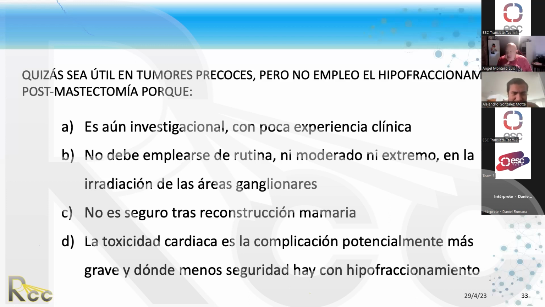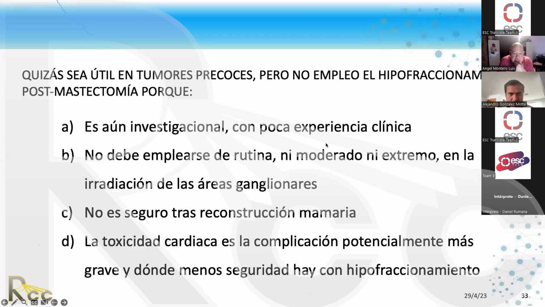So I was sharing with you about hypofractionation, and that's not a justification. You have to do things safely, but nevertheless, I know that on many occasions you feel that hypofractionation is a good treatment for preserved breast. So now, early tumors. Is it useful for early tumors? But I don't use hypofractionation after mastectomy. Why? It's still under investigation, with little clinical experience.